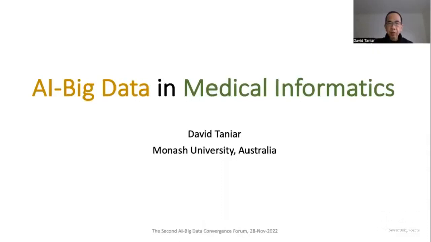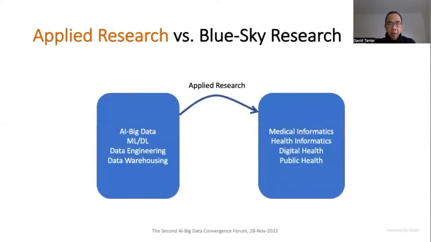Medical informatics is basically research about health and healthcare that uses technology. That's why AI and big data are an important part. There are many names for this: medical informatics, health informatics, digital health, or public health informatics. But for simplicity, basically assume that it is research on health and healthcare that uses technology.